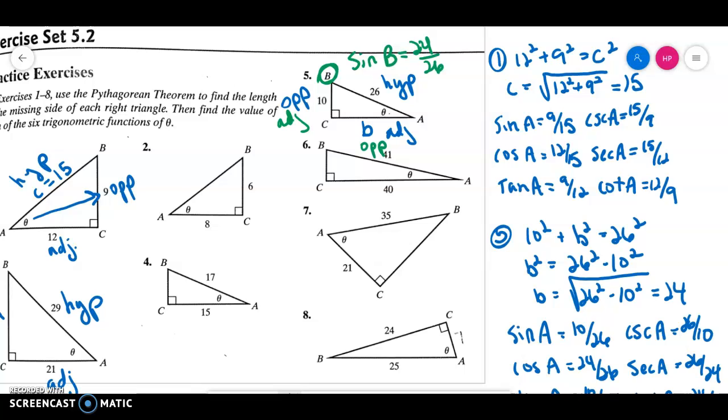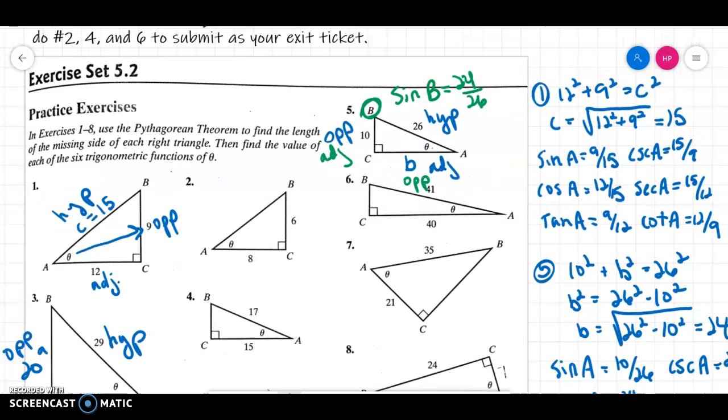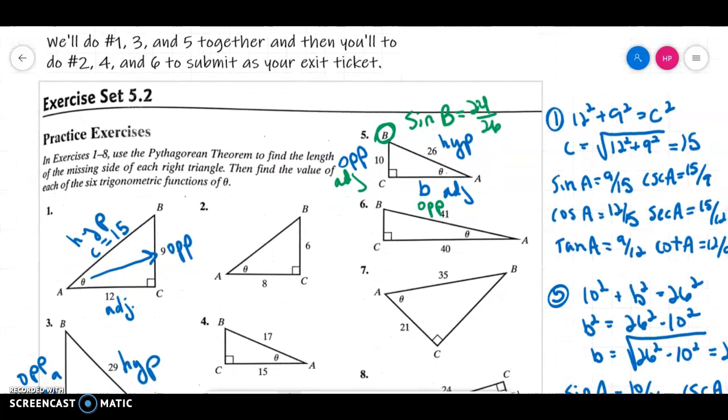I believe in our next lesson, in the second part of 5.2, we'll take a good look at that. So otherwise, we did 1, 3, and 5 as examples. I want you to do 2, 4, and 6, and you are not going to have to submit the hypotenuse for me, but I'm going to ask you for sine, cosine, tangent, cosecant, secant, cotangent of all of those. So it'll be 18 fractions that you need to enter when all is said and done.